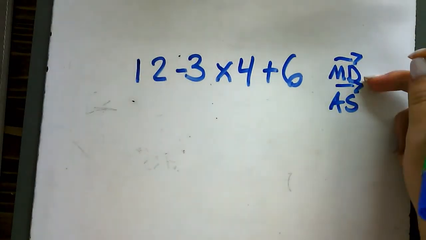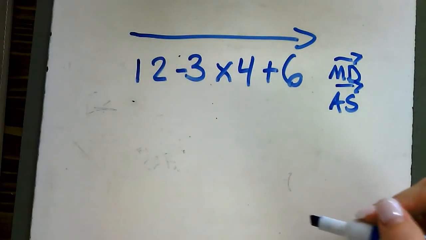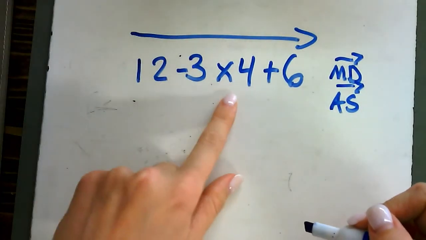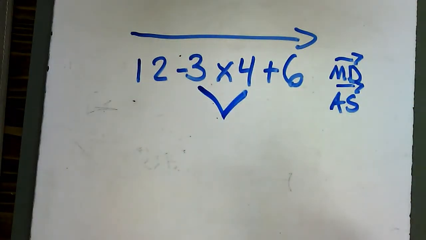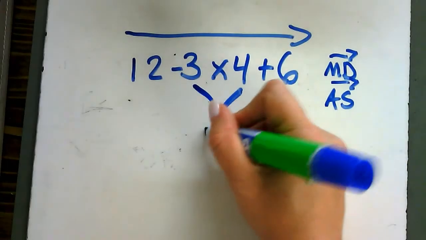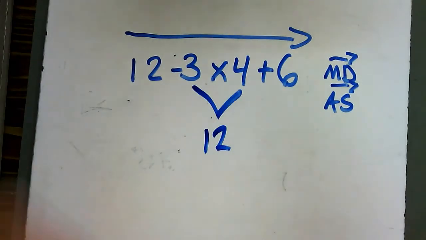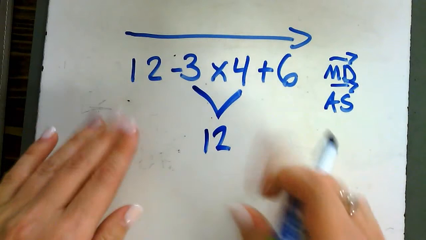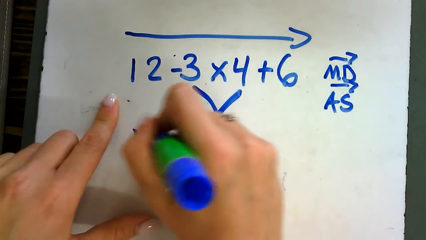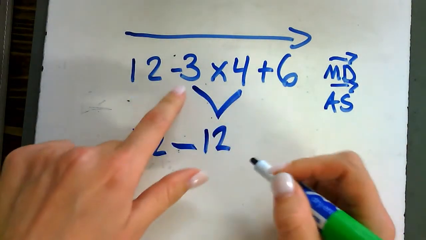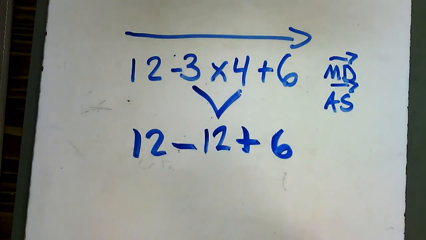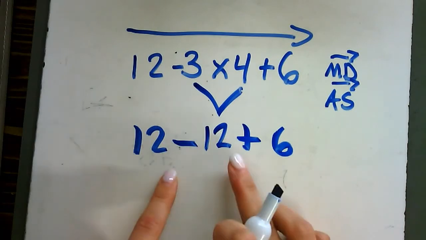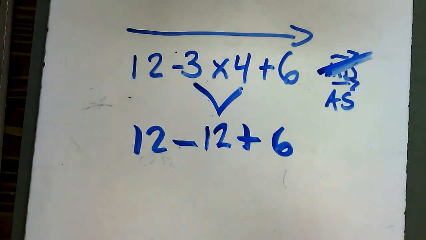All right, starting with multiplication and division, going from left to right, I see a subtraction sign, a multiplication sign, so I stop here. This is the first thing I'm going to solve. 3 times 4 is 12, so I bring it down. Then I bring everything else down in the order that I see it. So I bring down my 12, I bring down my minus. I've already used 3 times 4, so I bring down my plus 6. Looking back through my problem, I have a subtraction sign and an addition sign, so I'm all done with multiplication. I cross it out. I'm all done with division.